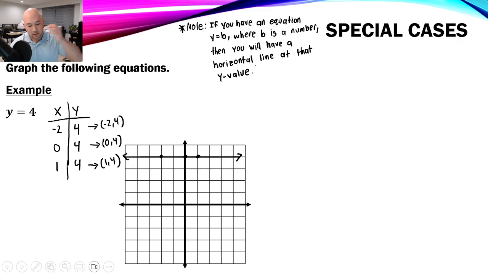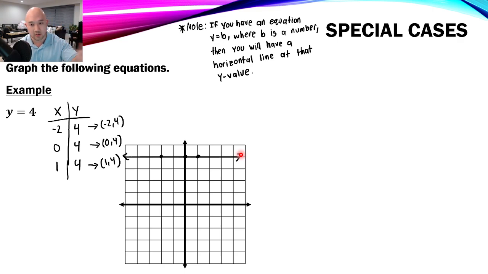So that's how you know how to graph these y is equal to equations, right? When you see y is equal to something, you're just going to have a horizontal line at that y value. So for example, looking at this again, we had y is equal to 4. Well, where is 4 on the y-axis? That's right here. So you're just going to have a horizontal line that goes through that value. It's literally that simple, okay?